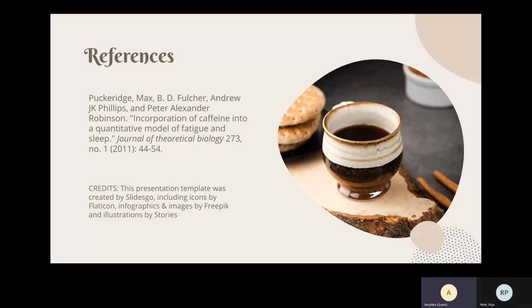This is the referenced article, Incorporation of Caffeine into a Quantitative Model of Fatigue and Sleep, shown, where further information about such effects of caffeine can be found.